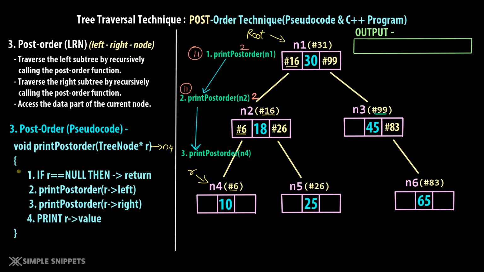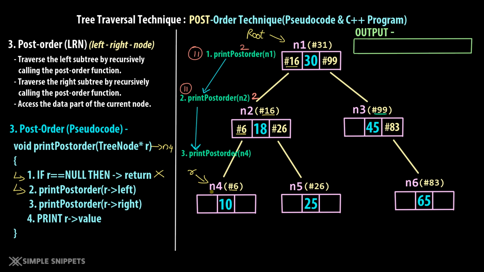We will again start with step 1. We will say if r equals null, no, r is not null, r is pointing to n4. So it has some address, it does not have null. Then we proceed to step 2. Now we say again a recursive call at step 2. We say print postorder and we say r of left.